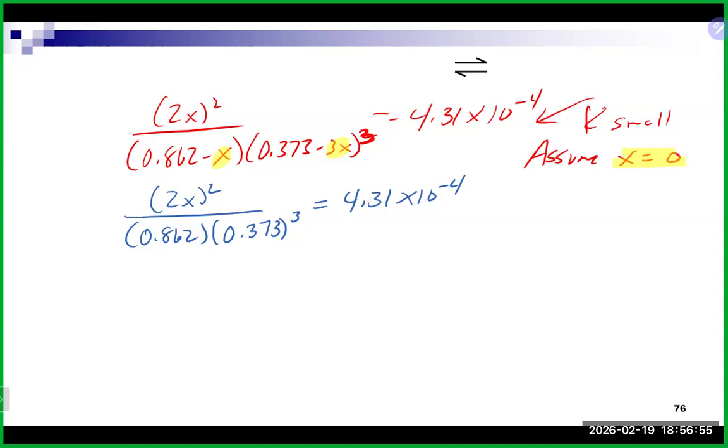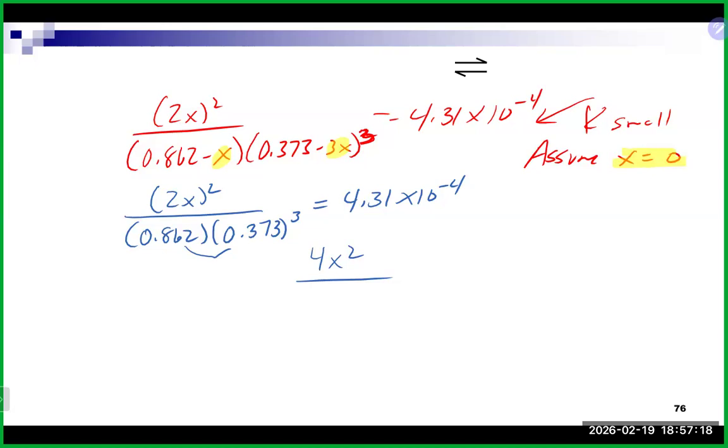And we'll talk about in just a second how you should maybe check yourself if you do something like this. Other questions? Okay, so now we could clean up this. We're going to multiply these guys together. That's going to give us 4x squared on top. That's going to give us, don't forget to cube the bottom guy there, 0.373 cubed.